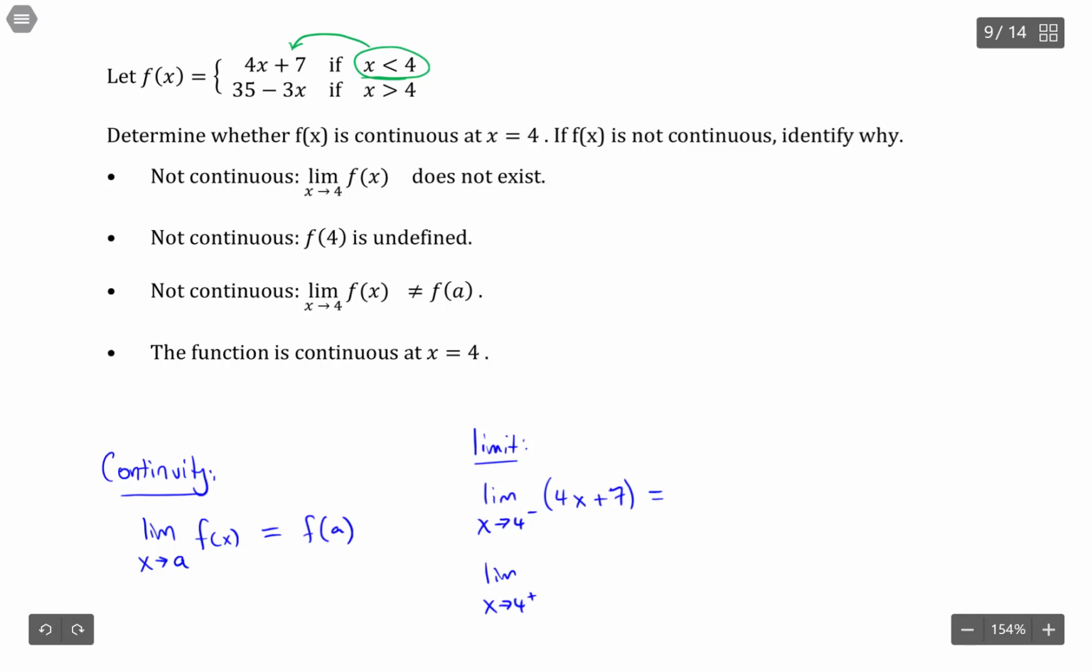Now, I can use the properties of analytic limits to do this, so this would really just be 4 times 4 plus 7, so 16 plus 7 is 23.